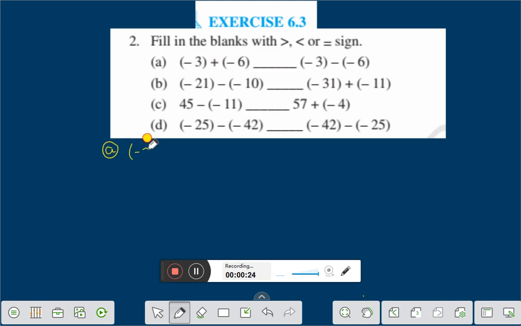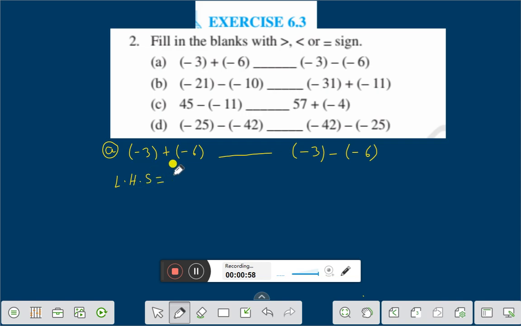minus 3 plus of minus 6, then dash, we are getting minus 3 minus of minus 6, right? First we'll solve left hand side, that is this one, LHS.